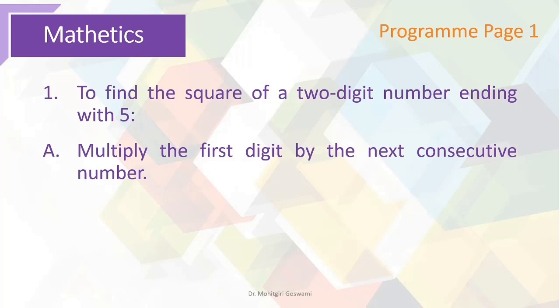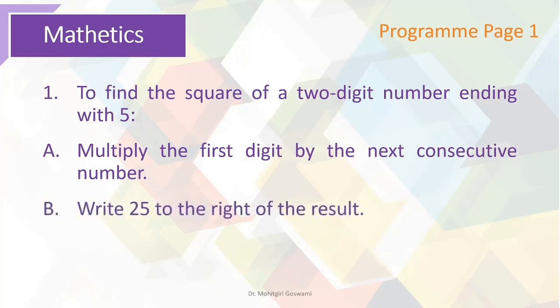These are the steps which you have to follow to have the answer. Multiply the first digit by the next consecutive number. Then you have to write 25 to the right of the result. So in the first frame, the learner will be informed what he has to do to solve the problem.